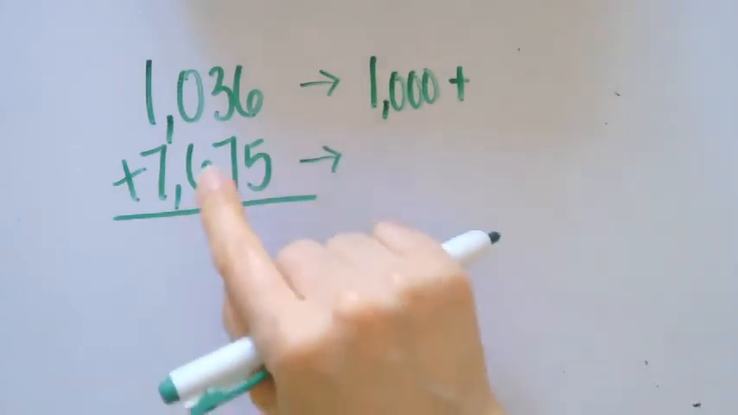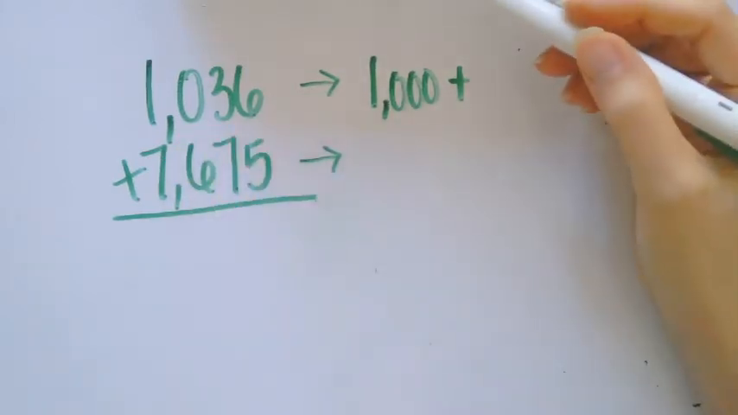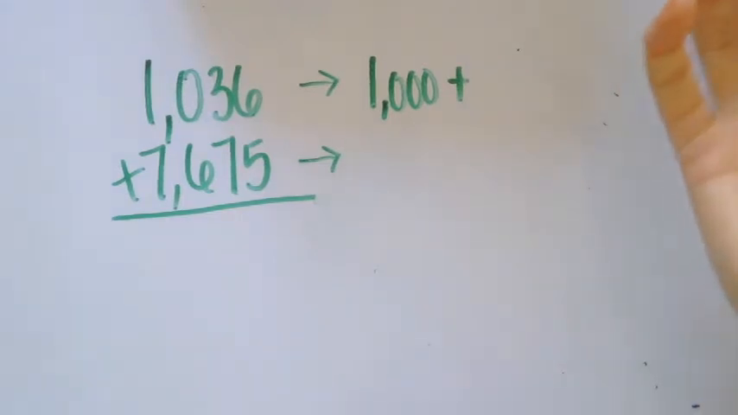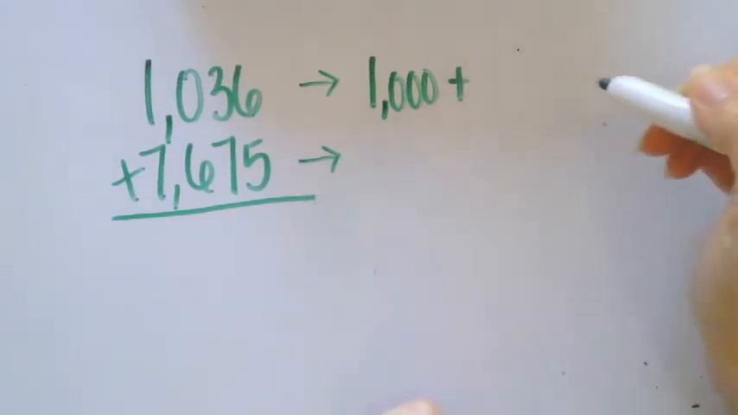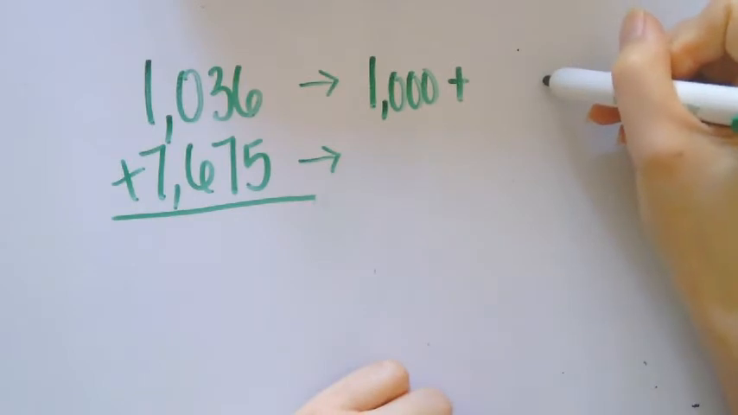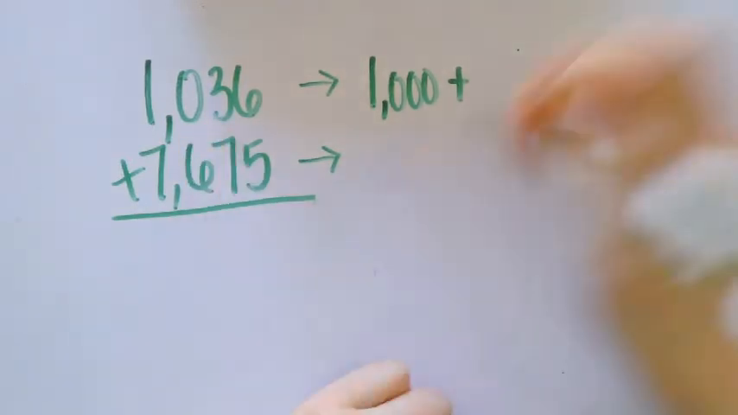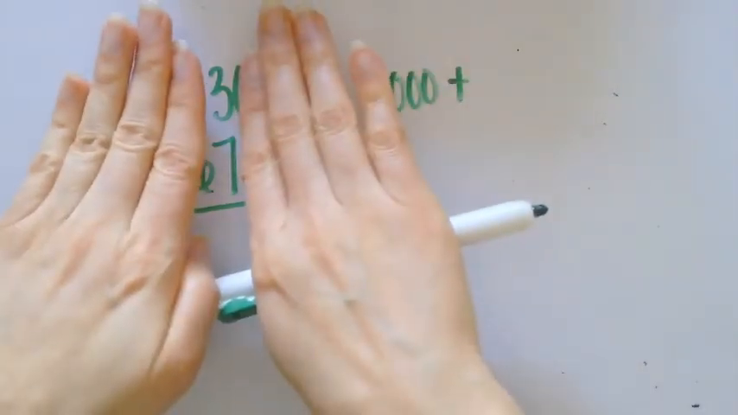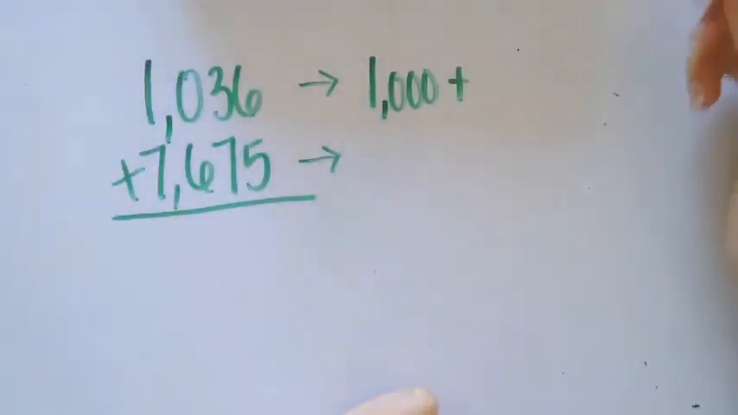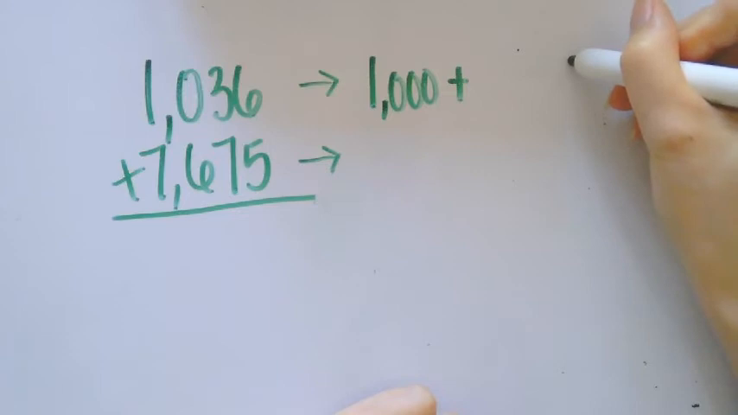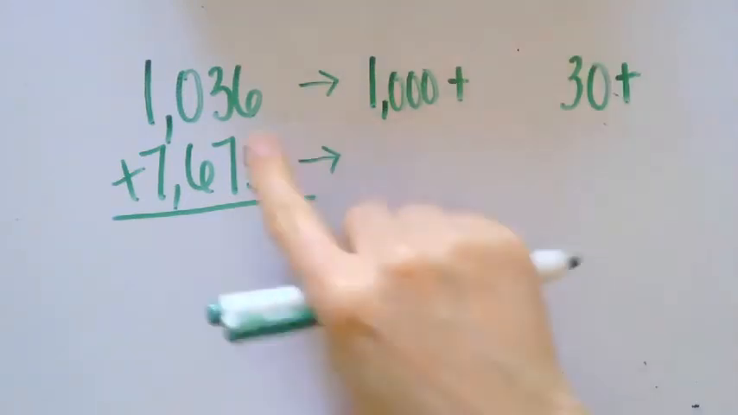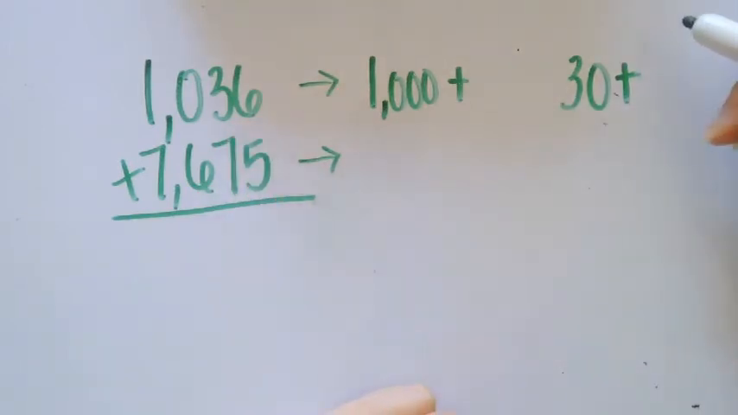Okay. 0. Do I have to write a 0? No, because the value is 0, so I'm not going to write 0 hundreds. I'm just going to leave a little bit of space. Next number, 3. 3 represents what? It's in the tens place. 3 tens would give us 30. Good job. And finally, last number, in which place value? 6 ones would give you 6.